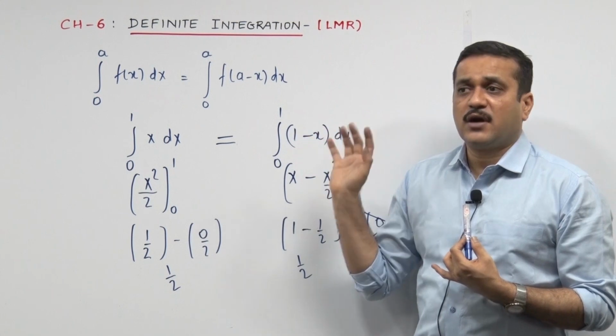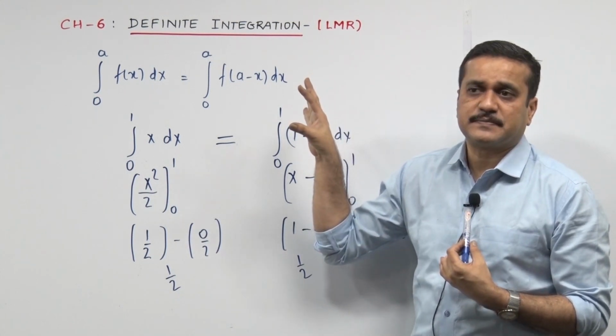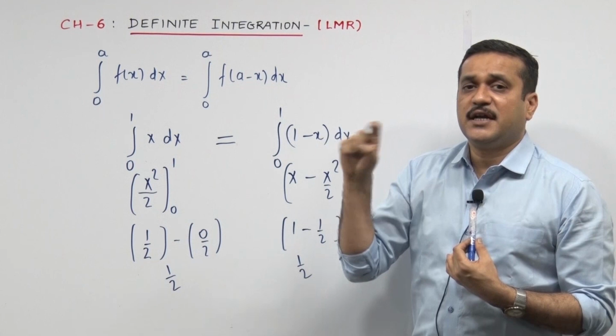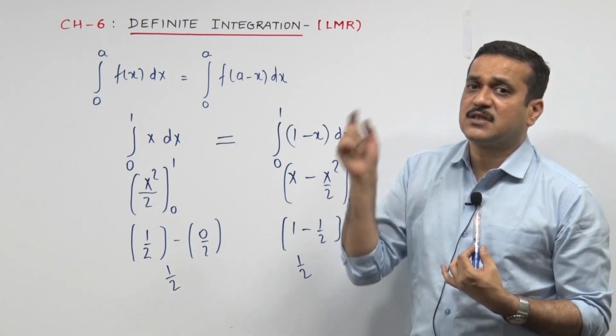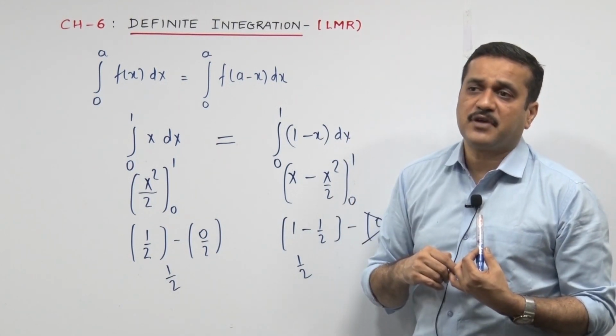That's the way we go. So before I go ahead, you just need to take a flash of this image. Integrate 0 to a f of x dx is equal to integrate 0 to a f of a minus x dx.